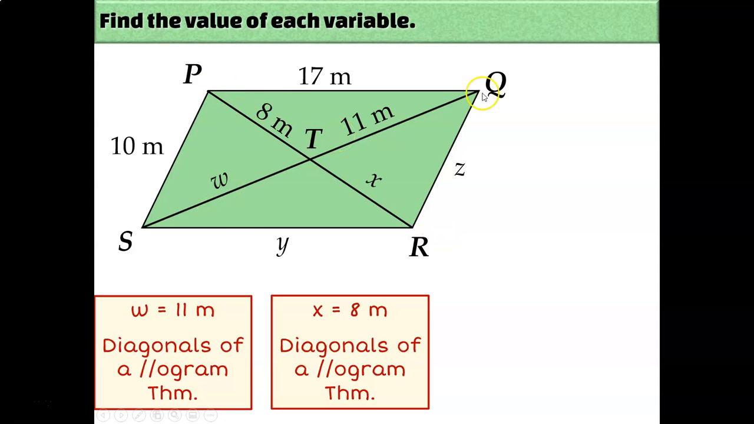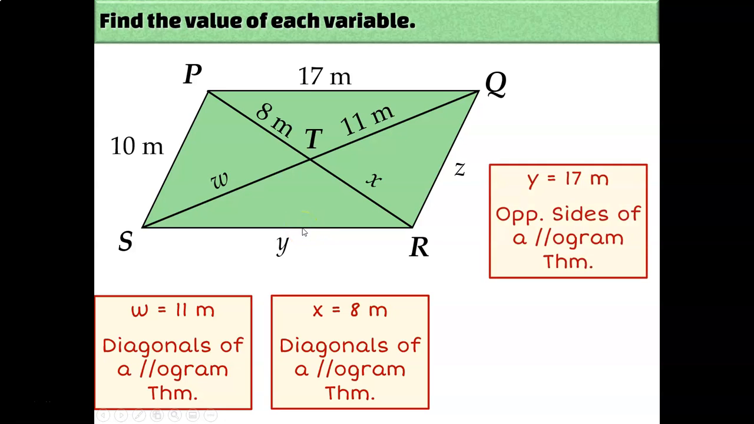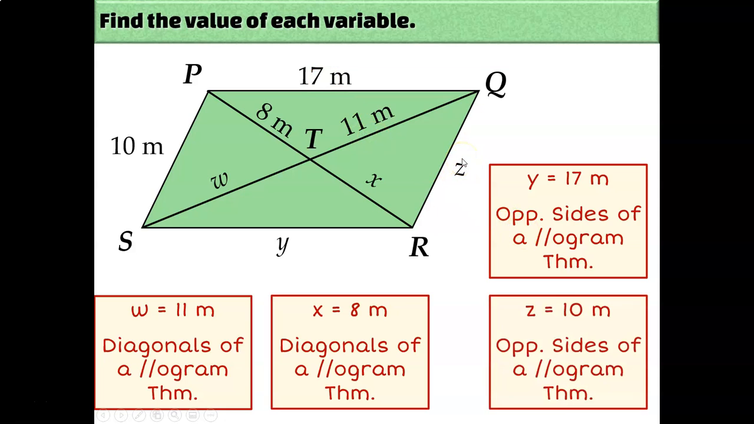So the entire diagonals are not congruent to each other. 16 is not the same as 22. What we know about the diagonals of parallelograms is that they cut each other in half. So 8 and 8, and 11 and 11. What about Y? Y would have to be 17, because the opposite side is 17. And what's Z? Z would have to be 10, because of the opposite sides of a parallelogram theorem again.